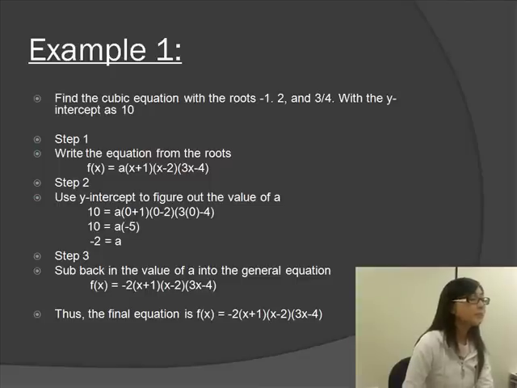We know that at the y-intercept, x is equal to 0. So we can plug that into the equation, in which f of x equals 10 and x equals 0. That'll give us 10 equals a in bracket 0 plus 1, times 0 minus 2, times 3 times 0 minus 4. That'll give us a final answer of a equals -2. In the next step, we have to substitute the value into the general equation. That will give us f of x equals -2 in bracket x plus 1, times in bracket x minus 2, times in bracket 3x minus 4. And that will be the final equation.